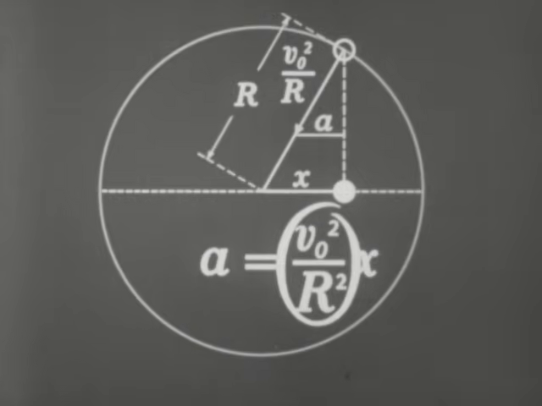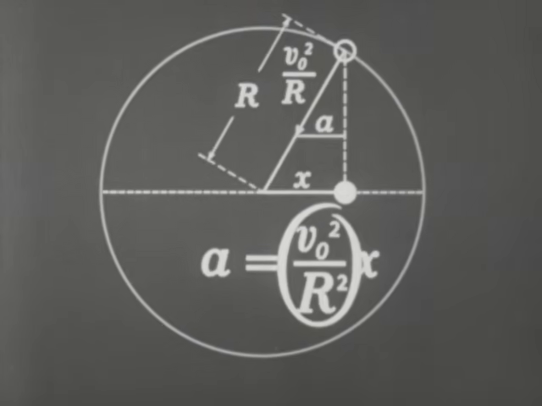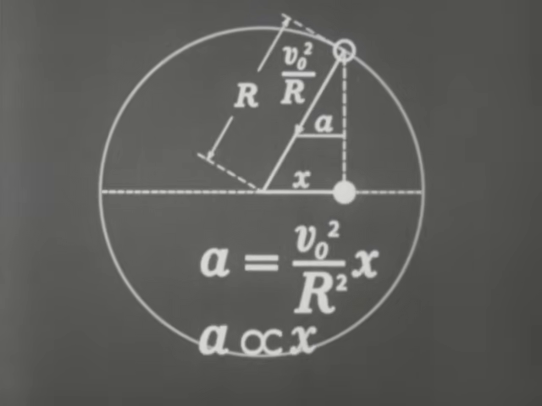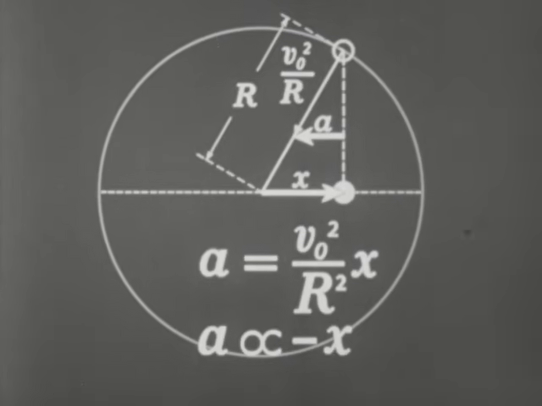Now we know that V sub 0 squared over r squared is constant. Therefore, a is proportional to x. To be correct, we must say that a is proportional to minus x, because the direction of a is opposite to the direction of x. So we see that the circle of reference shows us that a is proportional to minus x.